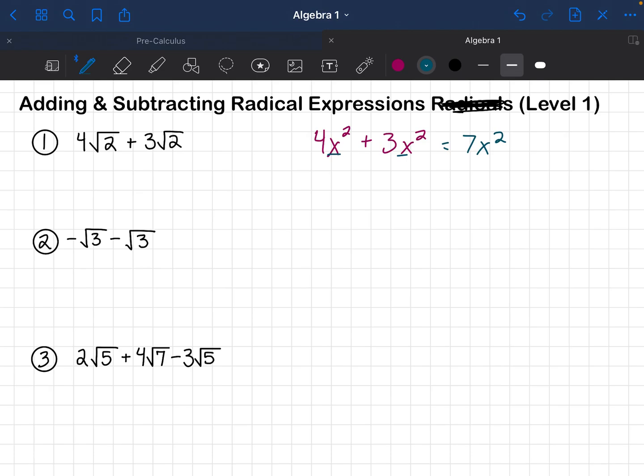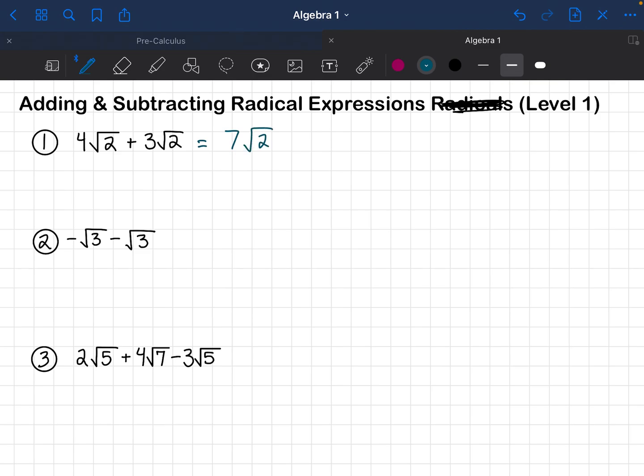Same thing's going to happen with adding and subtracting. We can't combine what's inside the square root because that's only something we can do when we multiply and divide. Right? Adding doesn't have the same rule. When we're adding, all we're doing is counting how many there are. I got 4 square roots of 2's plus 3 square roots of 2's, so that's just going to equal 7 root 2.